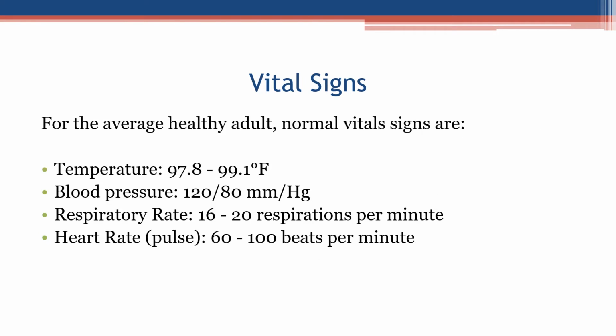For the average healthy adult, normal vital signs are: temperature, 97.8 to 99.1 degrees Fahrenheit. Blood pressure, 120 over 80 millimeters of mercury. Respiratory rate, 16 to 20 respirations per minute. Heart rate, pulse, 60 to 100 beats per minute.